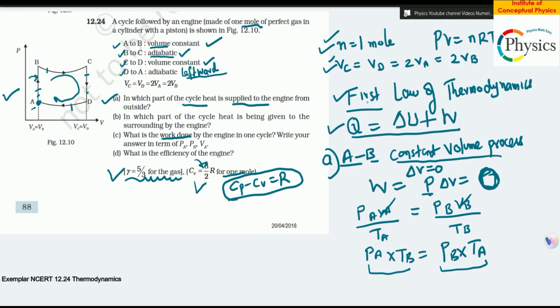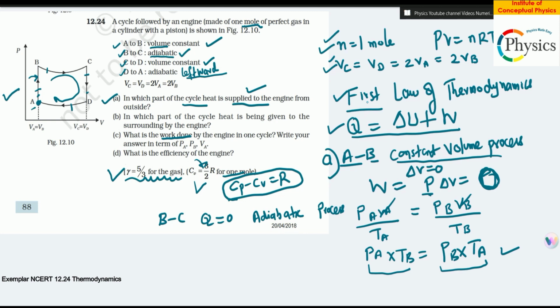Let's talk about B to C. B to C is adiabatic, so heat cannot be supplied to the engine, right? So this is outrightly gone. I'm just leaving it here. I'm just going to B to C. B to C, Q is equal to zero because it's an adiabatic process. Very straightforward, adiabatic process, right?